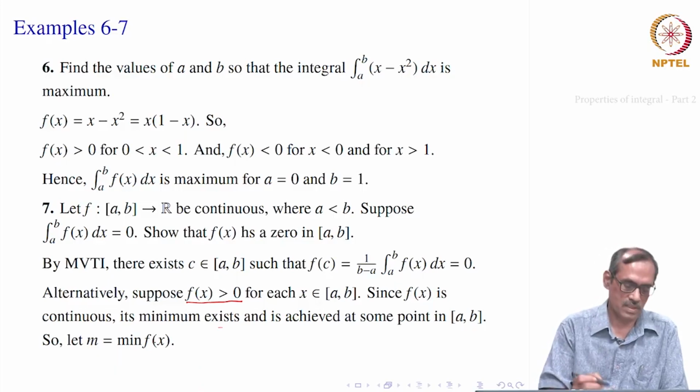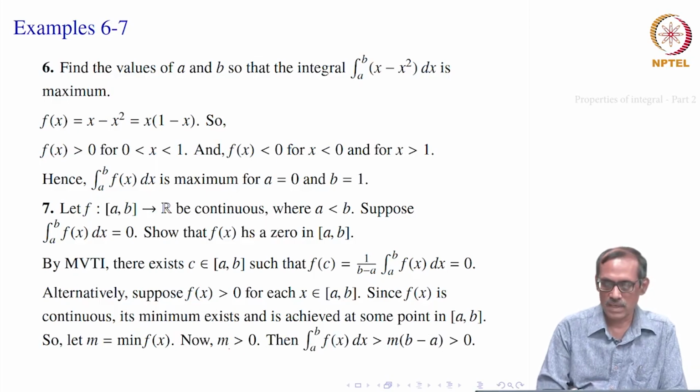And also let us say m equal to minimum of f x. Now, m is bigger than 0, then this is bigger than m into b minus a, bigger than 0. Okay. Because we wanted to show if f of x is bigger than 0, then the integral is also bigger than 0. And how to show the integral is bigger than 0? This is the way. We say that f is continuous.